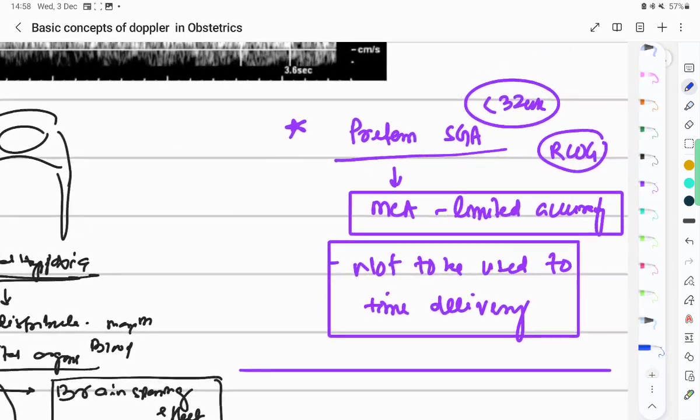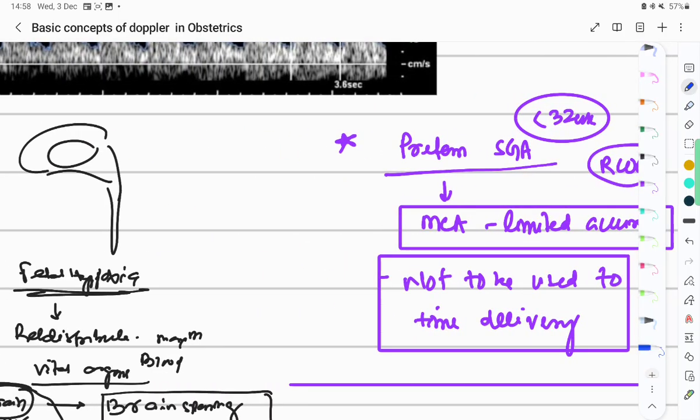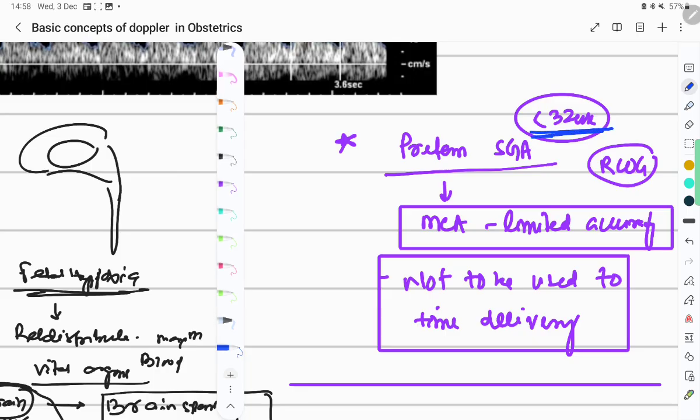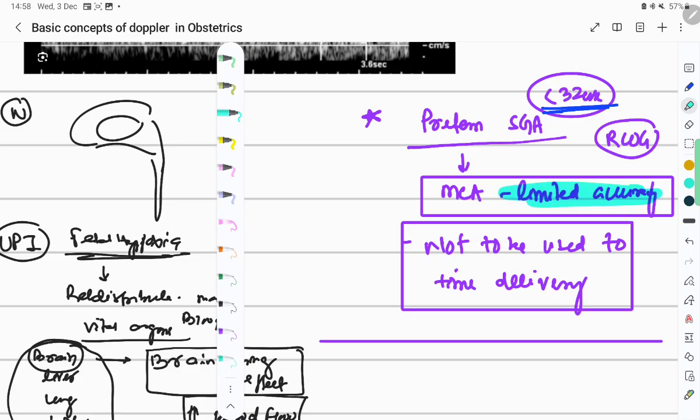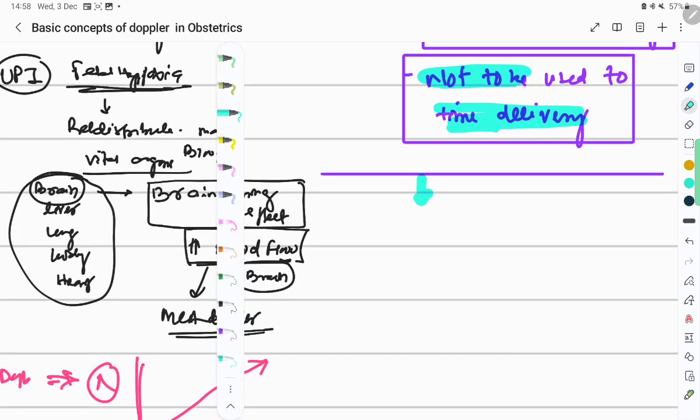In case of preterm SGA, that is, less than 32 weeks, the RCOG says MCA Doppler has limited accuracy and it should not be used. That is, it is not to be used to time delivery. So MCA Doppler is mainly used for more than 32 weeks, term, not for preterm SGA, for a fetus of more than 32 weeks.